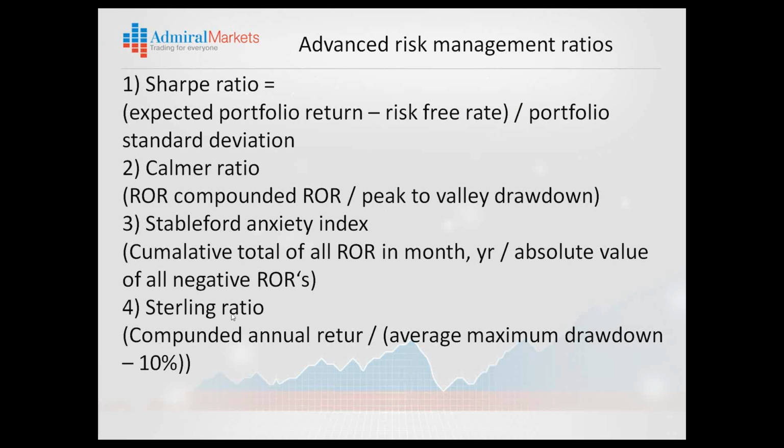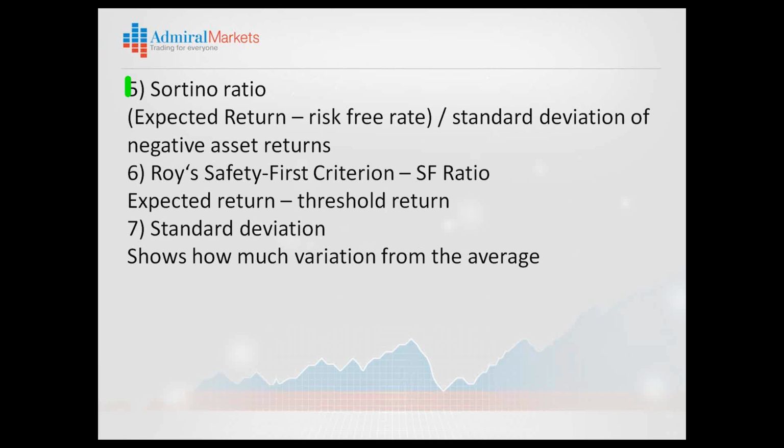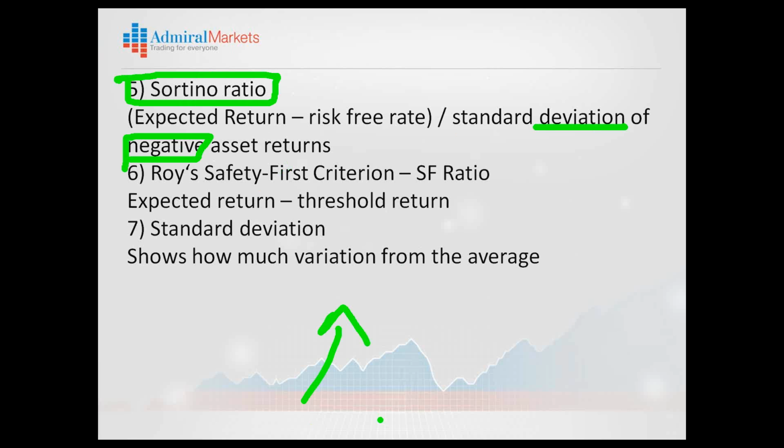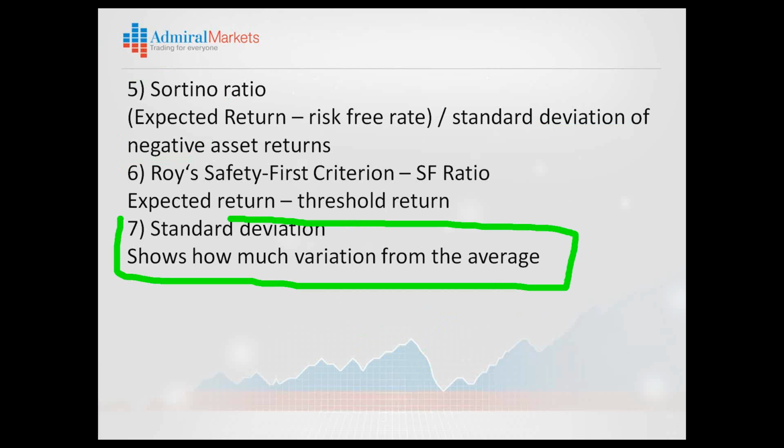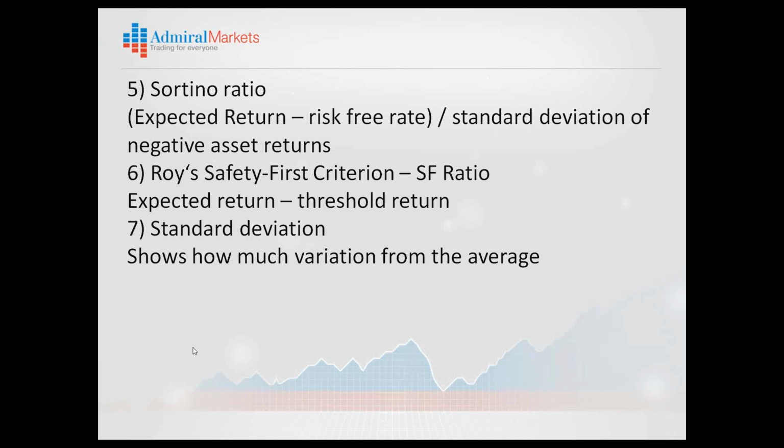Okay. And the Sterling is something similar to the Sharpe and Calmar, trying to identify the same thing. Sortino as well, but the difference is that it only looks at the deviation of the negative asset return. So what it says is basically, I don't care if I have a lot of deviation on the positive side. If I make +10 one time and +1, I don't care, as long as the deviation on the negative side isn't too much. And it makes sense. That's a good alternative. And the standard deviation, last but not least, is basically how much variation there is from the average. Very important statistic.